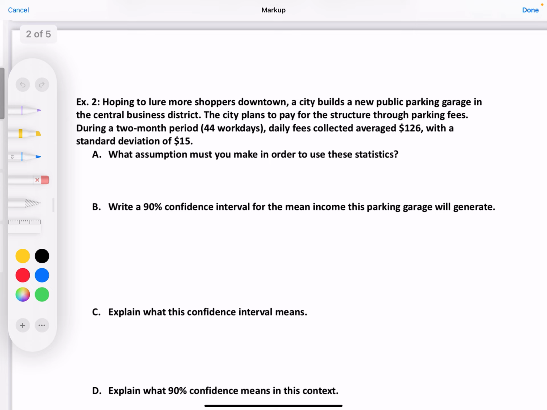All right, hoping to lure more shoppers downtown, a city builds a new public parking garage in the central business district. The city plans to pay for the structure through parking fees. During a 2-month period, 44 work days, daily fees collected averaged $126 with a standard deviation of $15. What assumption must you make in order to use these statistics? Independent. Okay, I'm just going to say that the assumptions have to be met that we mentioned before, so that we don't have to write them all. That sounds good.